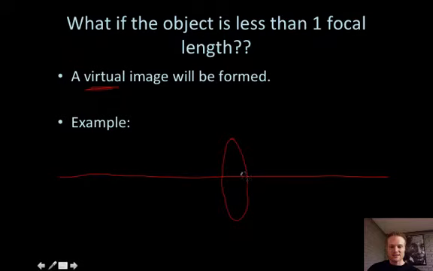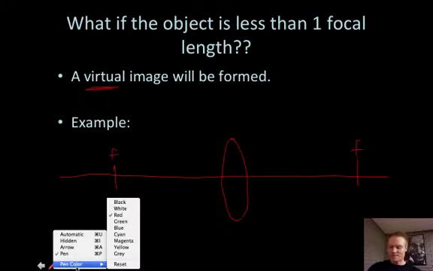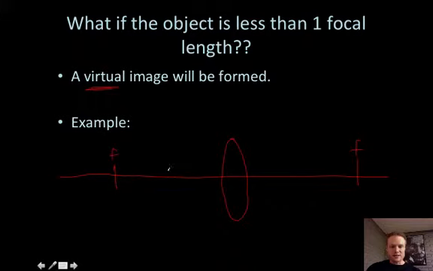So here's my lens. Okay, and I'm going to put my focal point kind of far away. Put it here. And let's see, about equal distance, maybe about there. Okay, so there's my 2 focal points. Right? Let's make my object. And we'll try to pick a different color here. My object, it says, is going to be less than 1 focal length. So it's going to be between the lens and F. Okay, what happens? What kind of image is produced?